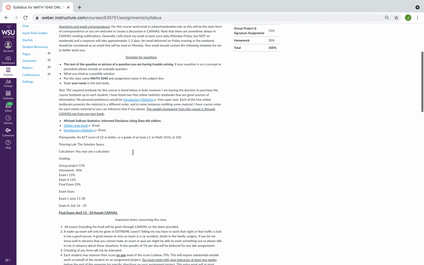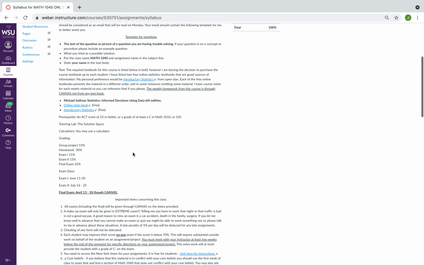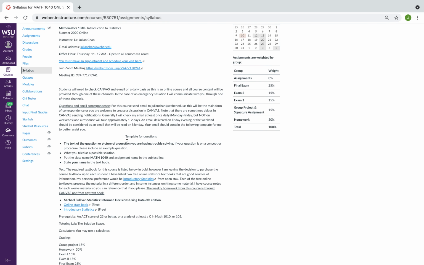here's some of the information. So I have this little description here. This is your template for questions when you email me. Please send me a text of the question or the picture you are having trouble solving, what you tried as a possible solution, the name of the class in the subject line so I know which class to reference, and your name. Okay.